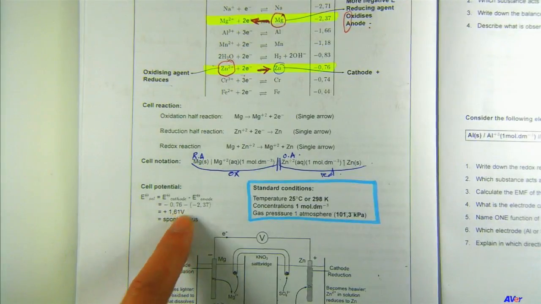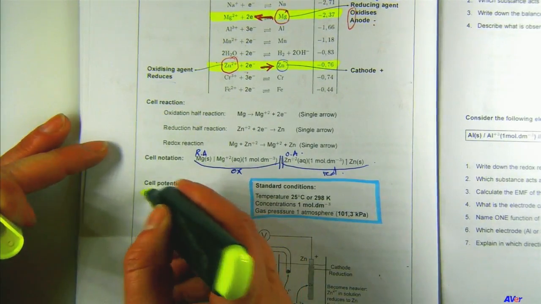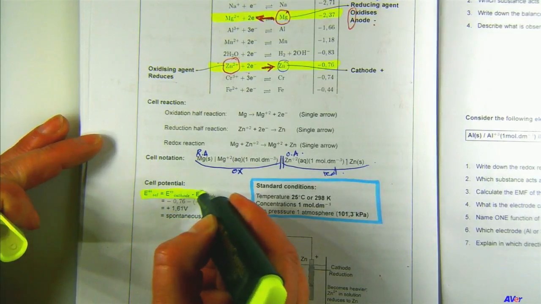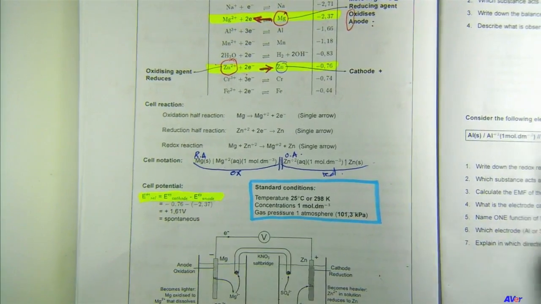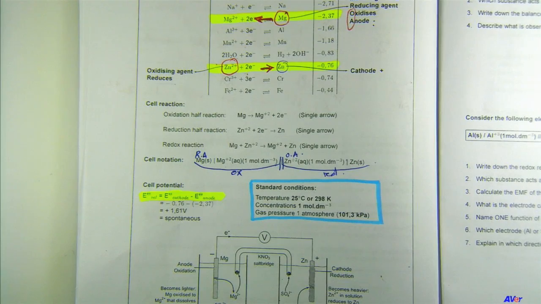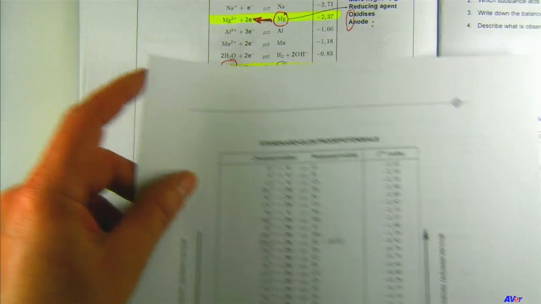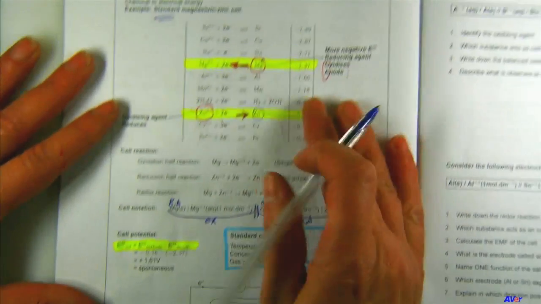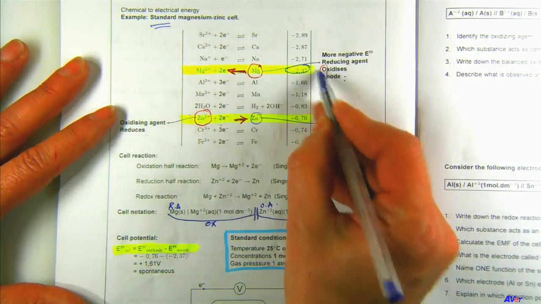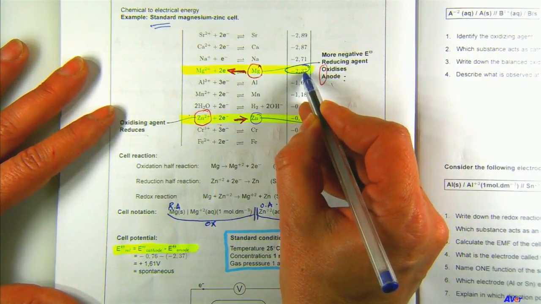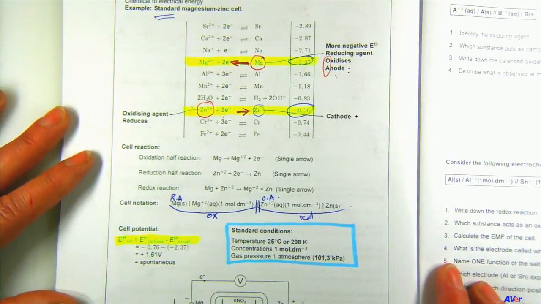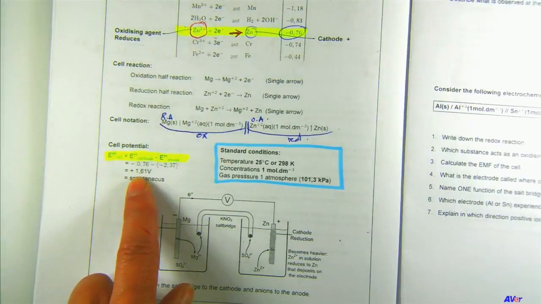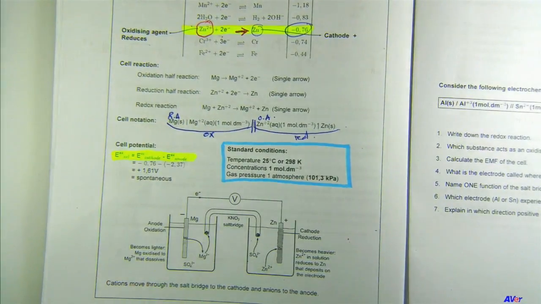If you go to your information sheet, the orange ones, you will find the E0 of the cell is the E0 of the cathode minus the E0 of the anode. So if you go to your table and you're working with magnesium, the magnesium is my anode, so that is the E0 value of the anode. This is my cathode, so that is the E0 of the cathode. And you just substitute and get the answer.